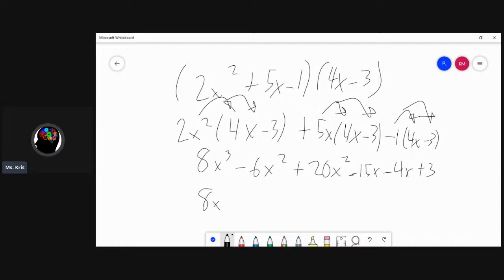So now I bring down my 8x to the third minus 6x squared plus 20x squared. That gives me a plus 14x squared minus 15x minus 4x. That gives me a minus 19x. And I bring down my plus 3. Any questions on multiplying vertically or horizontally?